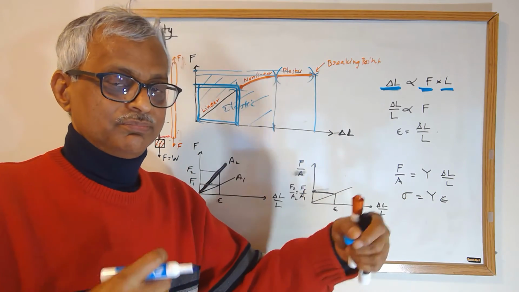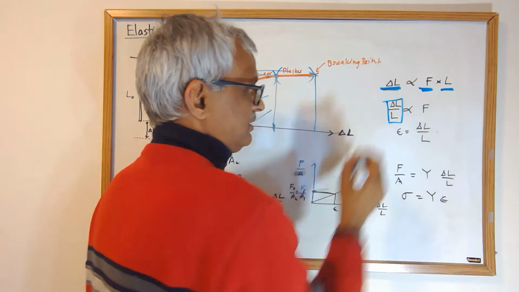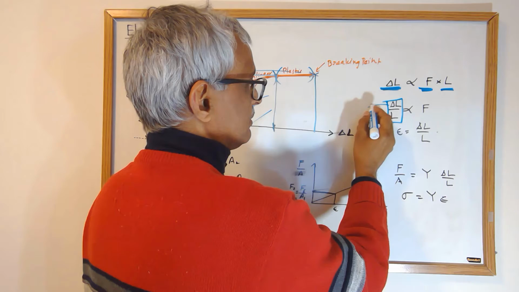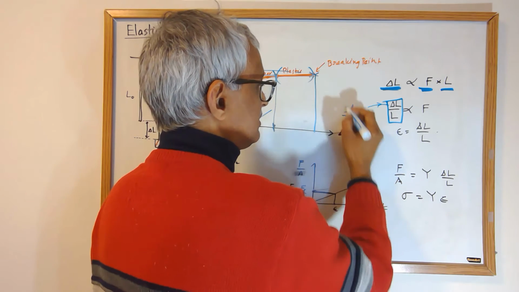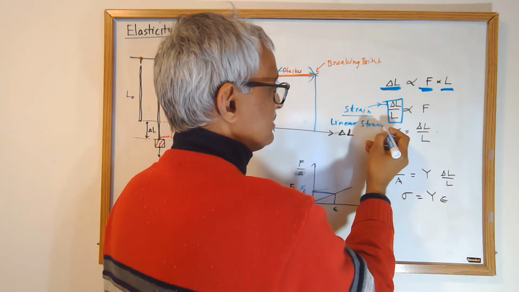So I want to have some better characteristic, and the better characteristic is the fractional change, and that thing is called strain in the materials. This is the strain, or linear strain, because we are talking about length changing.